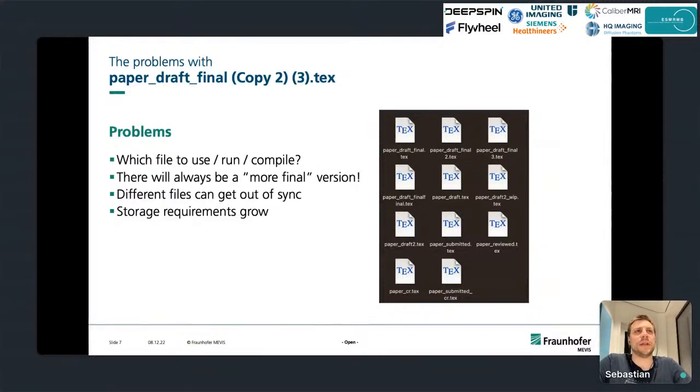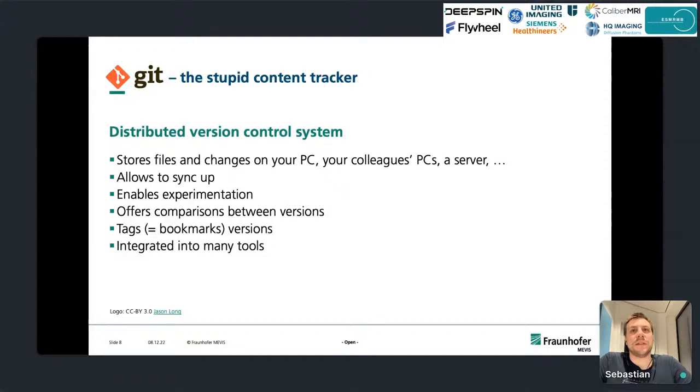So what's the solution to that? The simplest solution today is to use a version control system or version control software. And the biggest on the market right now is Git. Git is a tool which allows you to store files and the changes you make to the files on your computer, on your colleagues' PCs, on some server you have in your company or in the cloud or wherever.